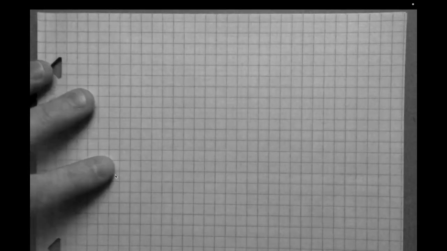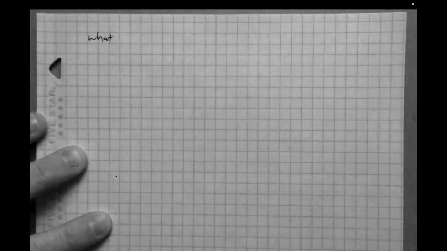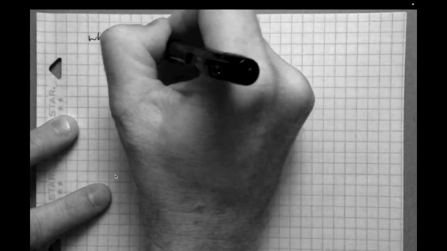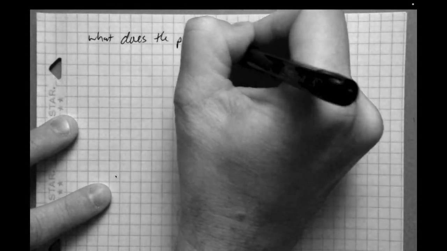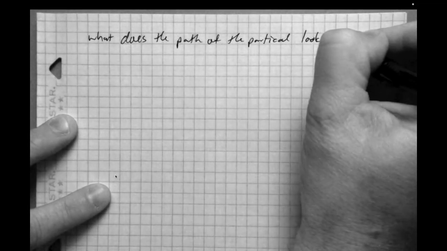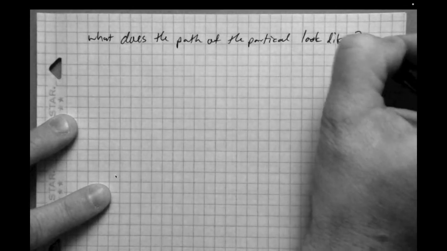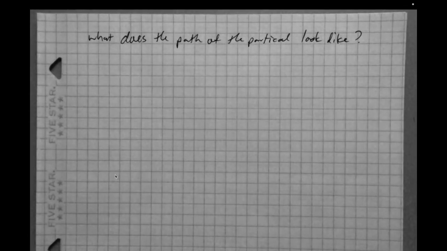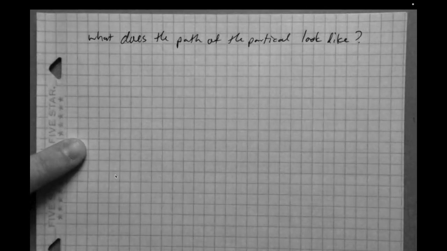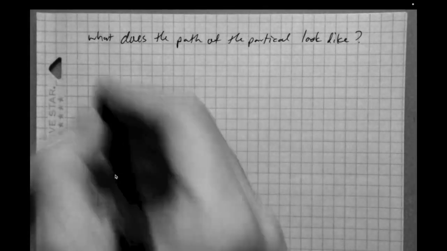So what does the path of a particle look like in particular? Start with that. What does the path of a particle look like? There's a couple ways to do this, of course. We can pretty quickly just use parametric equations and some trig to get a nice feel for what the path of this particle looks like.